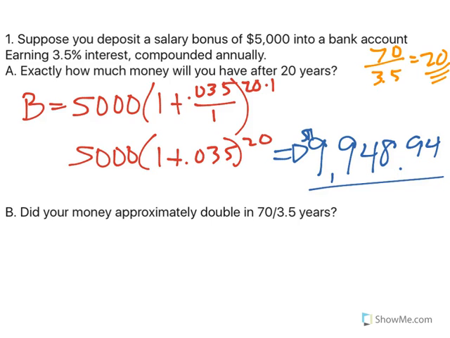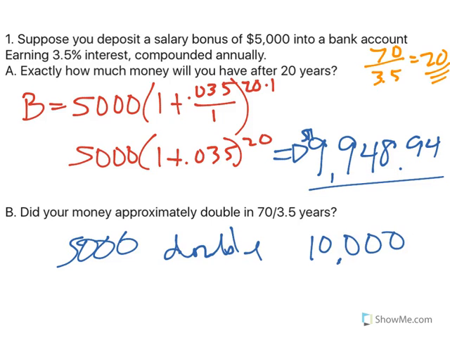Did your money approximately double in 20 years? And the answer I would say is, well, yeah. You started with 5,000, so to double that, you would want to go to 10,000. So how close is 9,948 to 10,000? Well, you're off by about $50. That's not bad, right? So I would say that, yeah, that's a good estimation. It's not exact, but it's an estimation of how long it will take to double.